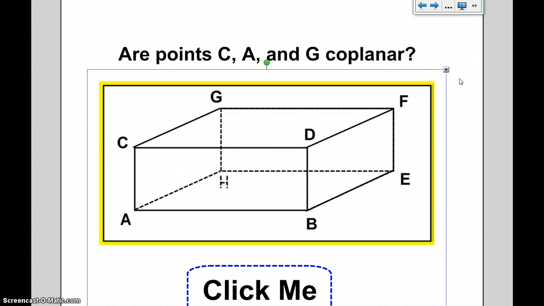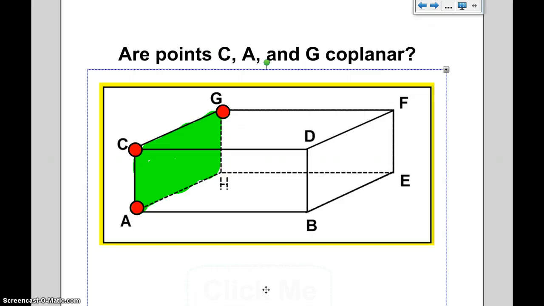How about this question? Are points C, A, and G coplanar? What does it mean to be coplanar? Take a look at your definitions from yesterday. Coplanar means that they are on the same plane. So are C, A, and G on the same plane? If you said yes, you are correct. C, A, and G are on the same plane.